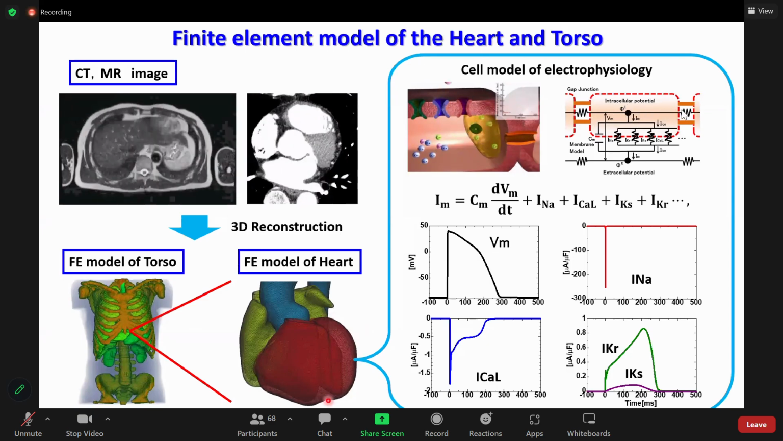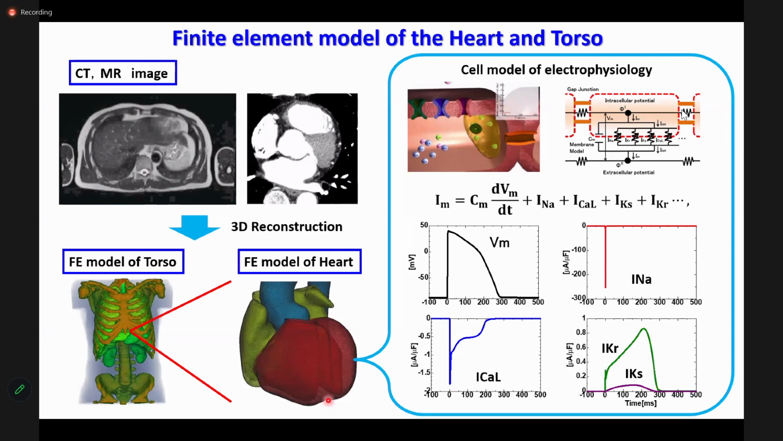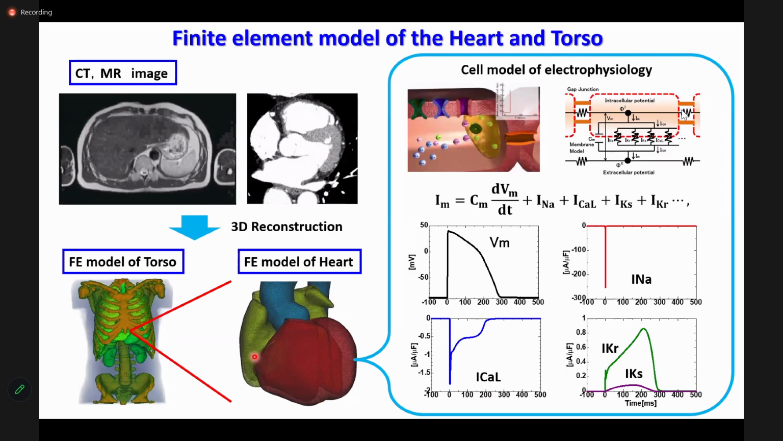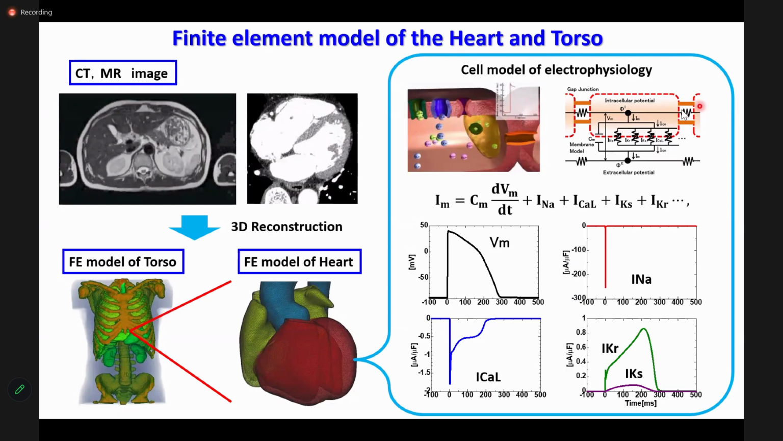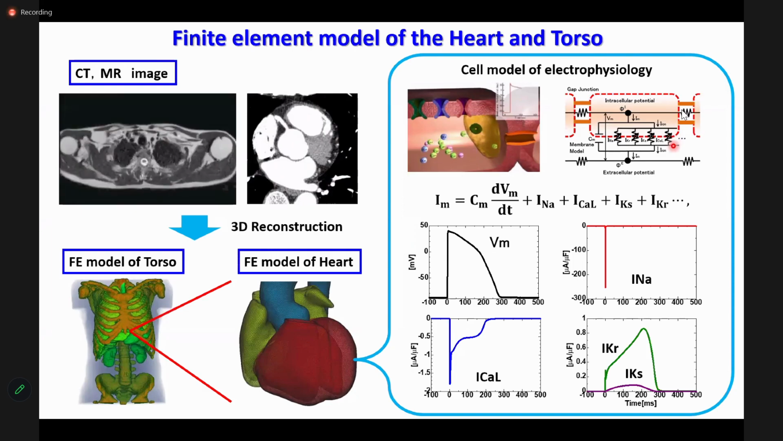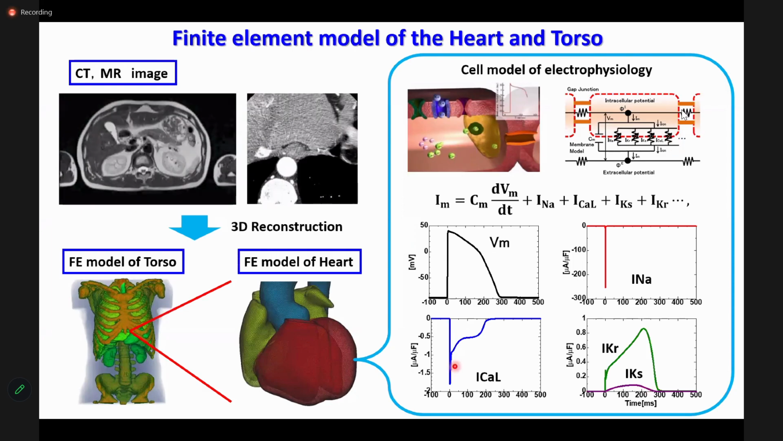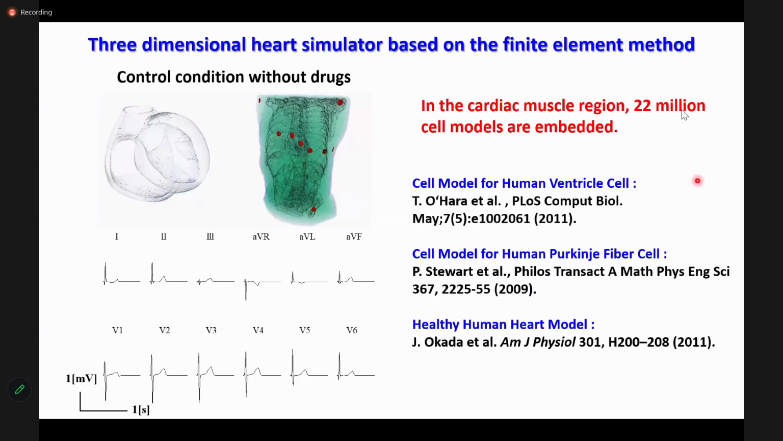By solving the cell model, which is very complex nonlinear equations, we can obtain the histories of ionic current. We employed two kinds of cell models for ventricular cell and Purkinje fiber cell.